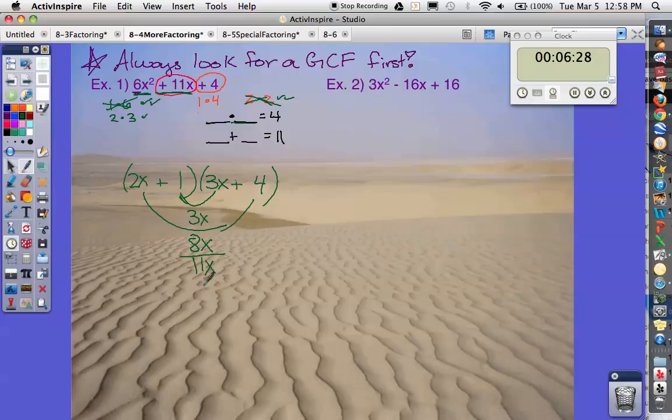We figured out our placement. Here's our factorization. Let's do a quick check. We would have the 11x as the middle term. My first term would give me 2x times 3x, which is 6x squared. And our last term would give me a plus 4. So it does check out.